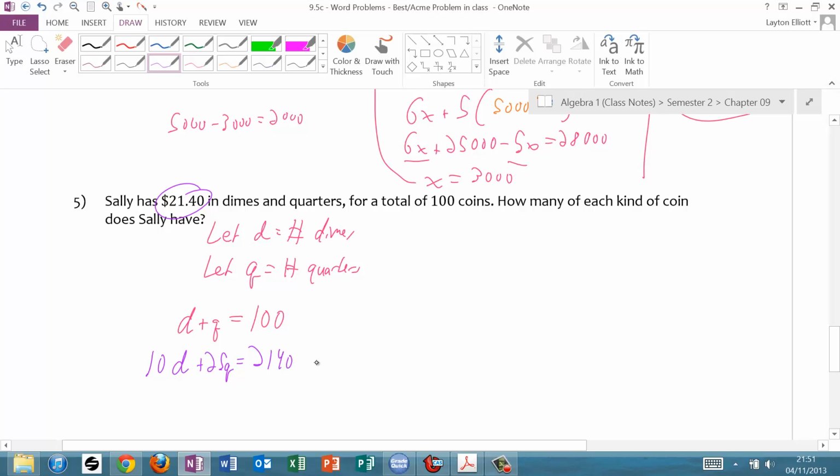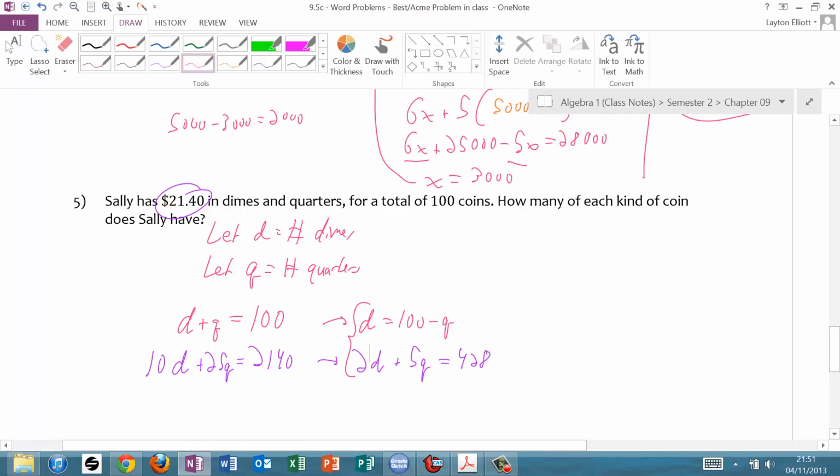Then we're going to move that to the right and divide both sides by a 5. If I pull a 5 out of both sides, I would get 2d plus 5q equals 428. And then I'm going to take this top one and solve that for d or q, it doesn't matter. d is equal to 100 minus q.